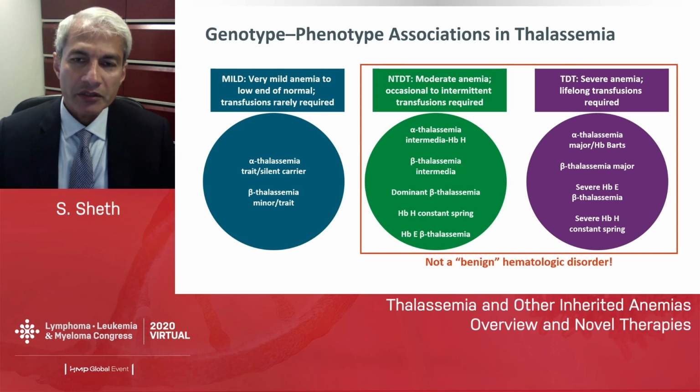Then you have an intermediate severity of disease, which we call non-transfusion dependent thalassemia, where the anemia is moderate, and they may require occasional transfusions. And then you have the most severe type, which is the transfusion dependent thalassemia patients who require transfusions lifelong. And in the slide, you can see some of the genotypes that are associated with those different severities.